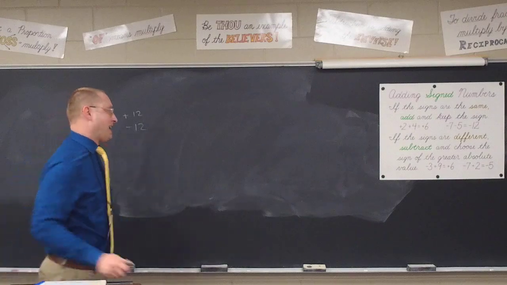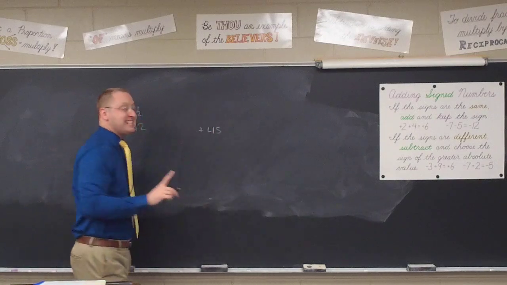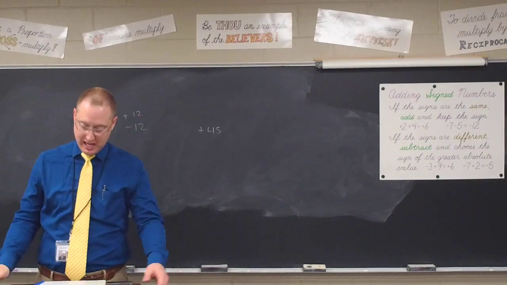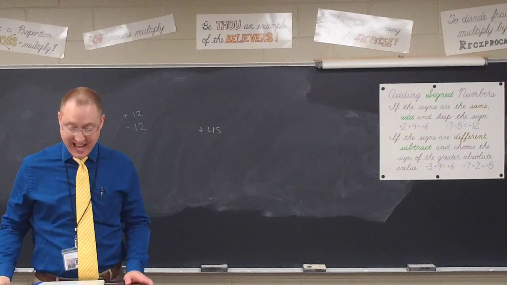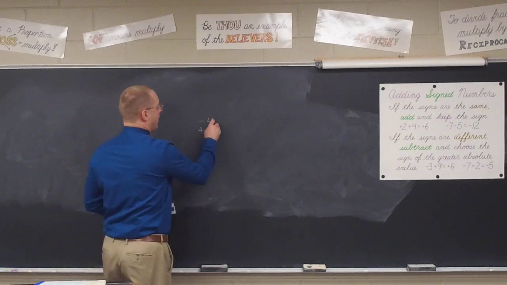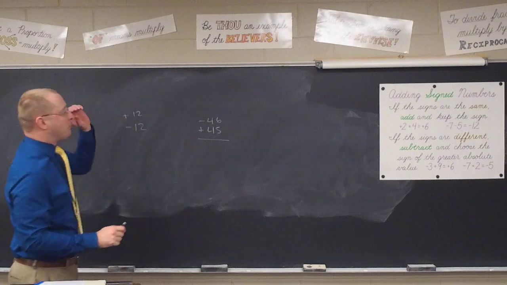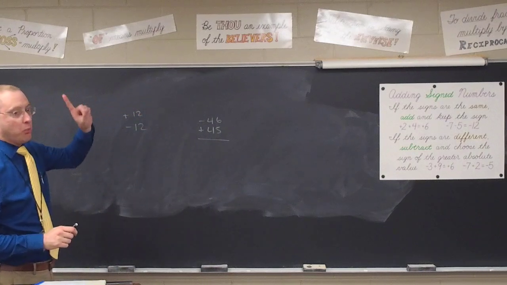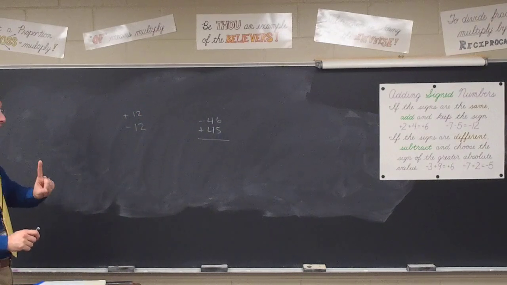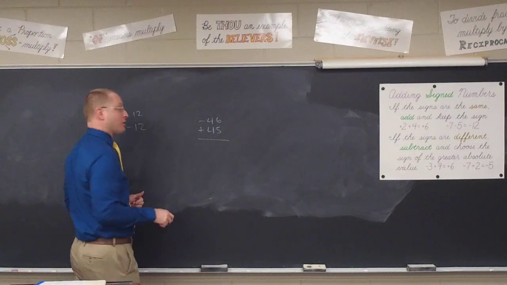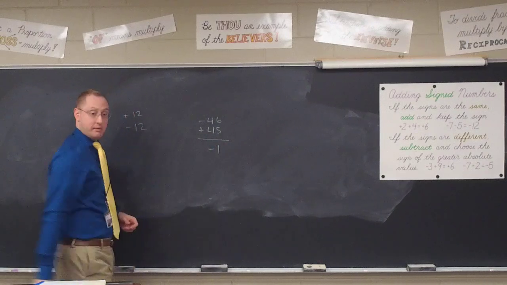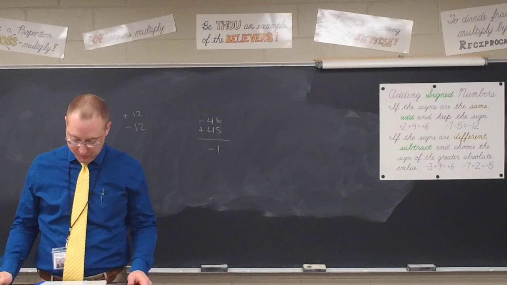Look at number 55. This time I only have one positive, so we're not going to worry about the 45. Let's get the two negatives together. -12 and -34, class. 46. -46. And keep the sign. And now we put our unlike signs together. Now only one time do we even have to think about subtracting and keeping the sign of the greater absolute value, class. -1.